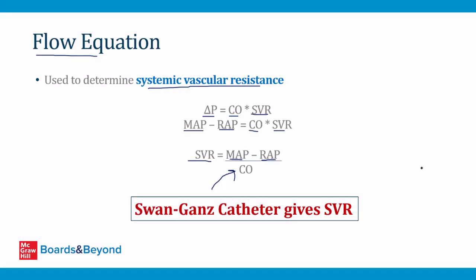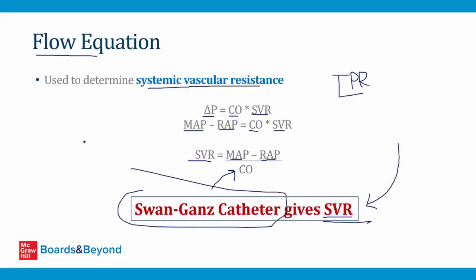So the bottom line here, once again, the take-home point of all this math I'm showing you is that using the Swan-Ganz catheter, we can get a patient's SVR. And remember, SVR and TPR mean the same thing. These two terms are used interchangeably. Some textbooks call it the systemic vascular resistance. Some call it the total peripheral resistance. They both mean the same thing. And you can calculate an actual number for these resistances with data you get from the Swan-Ganz catheter.